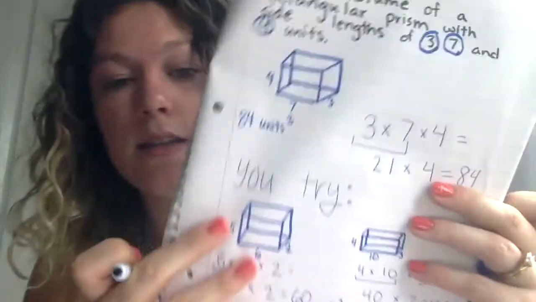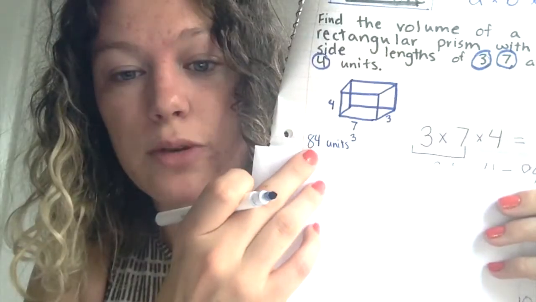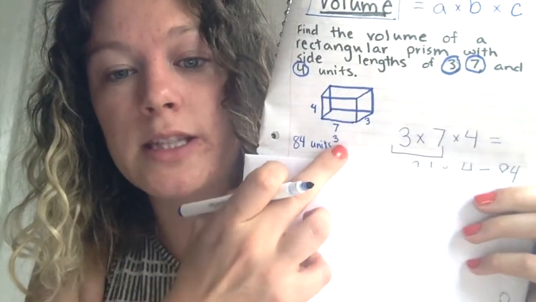Forgive me, I did not have my pen. So it's going to say 84 units. If they told me it was inches, I would write inches instead of units. And then cubed. Cubed is that little 3 right there. So I'm going to say 84 units cubed.